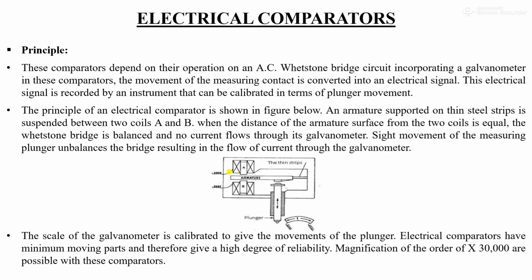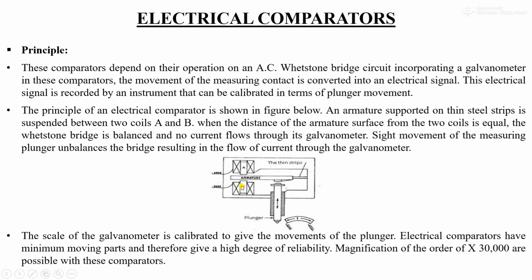Now the principle of the electric comparator is shown in the figure below. This is the plunger. The movement of this plunger makes it come in contact with the armature. These are the thin strips of the armature. The armature is basically supported on 3 strips, between two coils. These are two coils A and B.